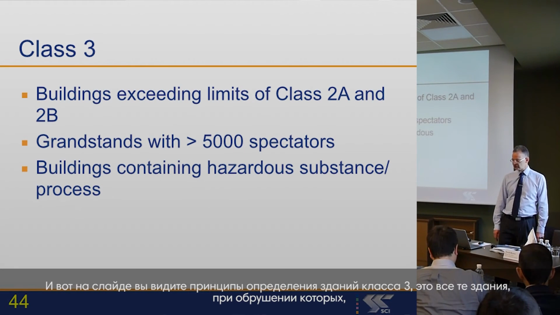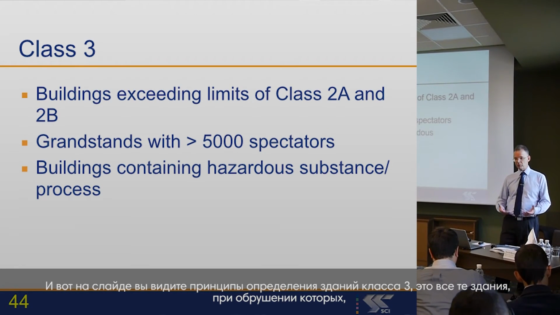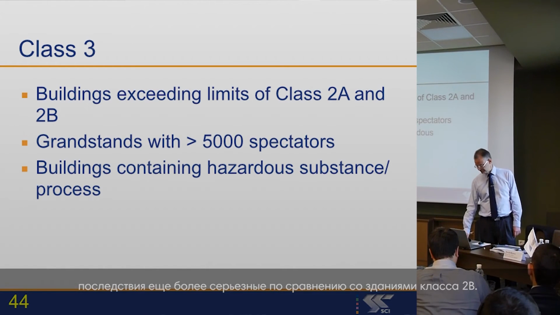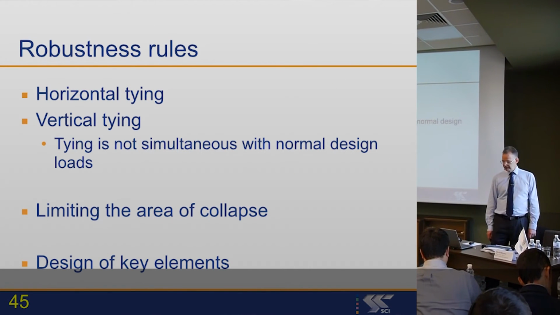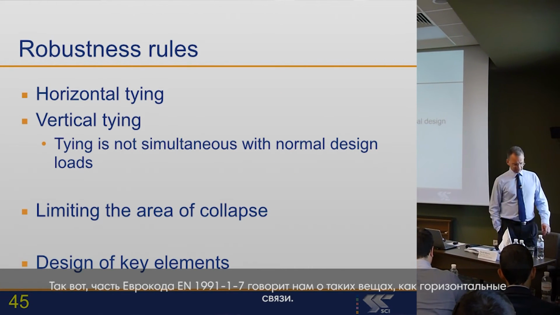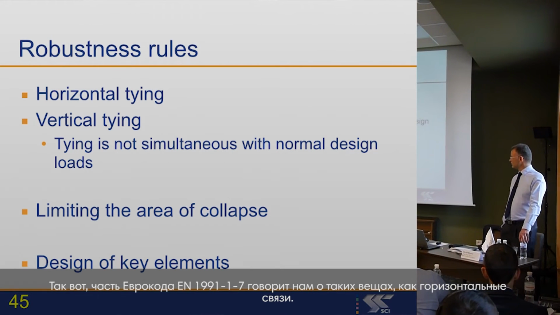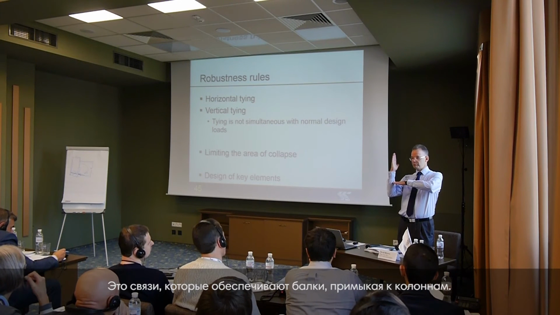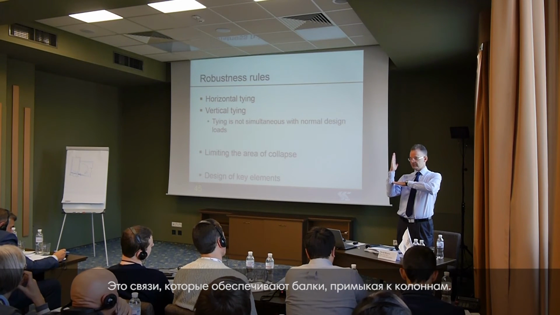And the classification for class 3 is anything where the repercussions or the results are more serious than class 2B. So these are the things that 1991-17 tells us. It tells us about horizontal tying, so that would be tying beams into columns.